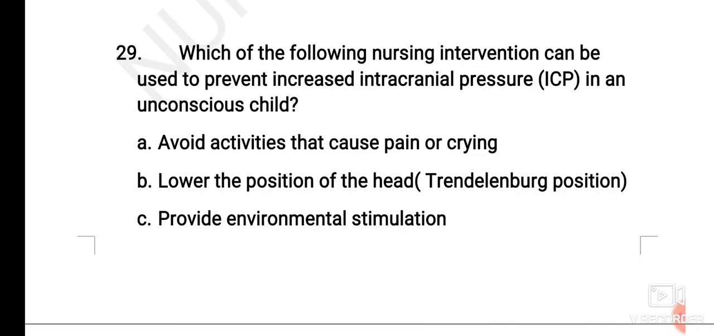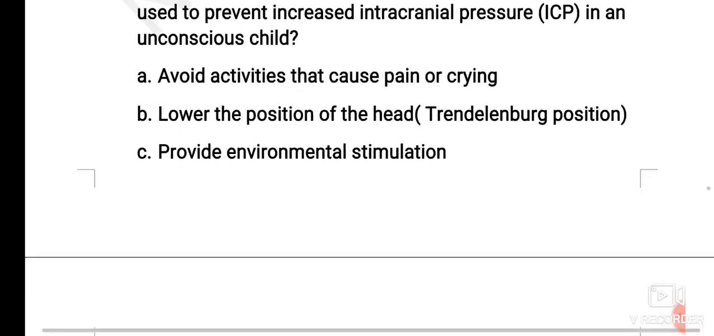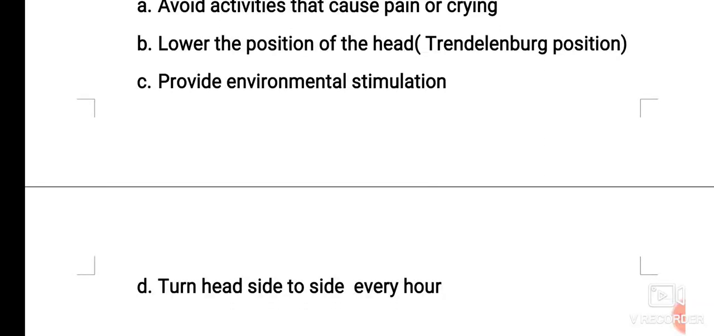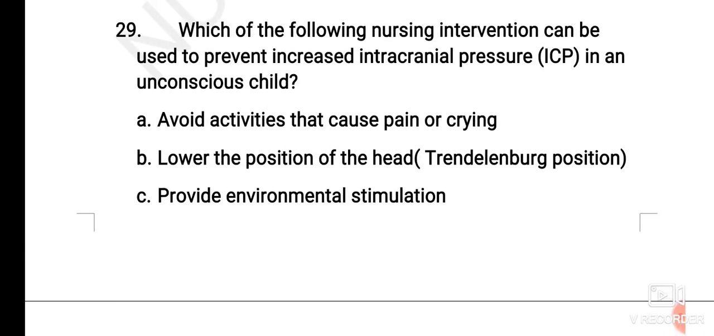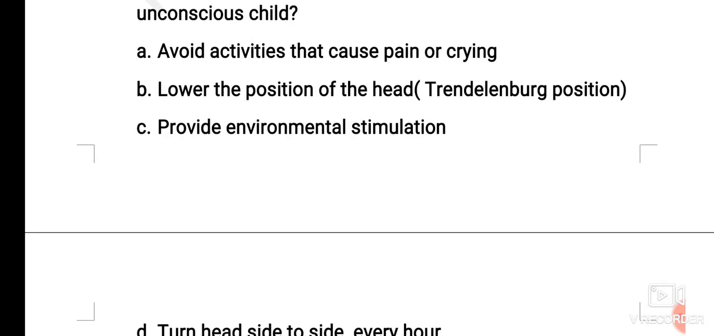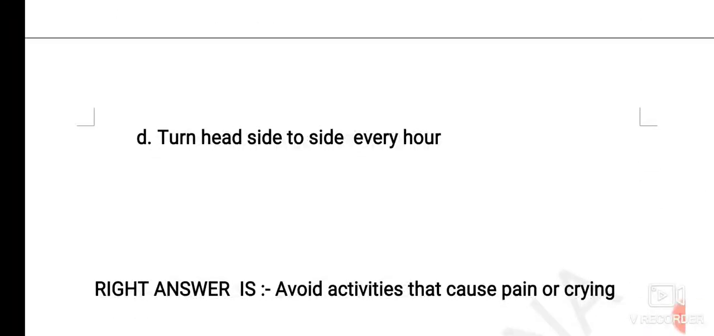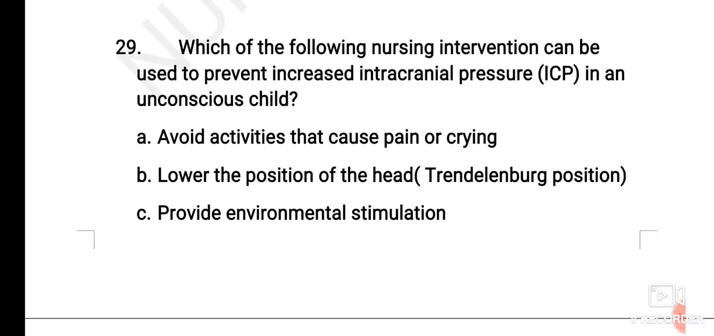The next question. Which one of the following nursing interventions can be used to prevent increased intracranial pressure (ICP) in an unconscious child? Avoid activities that cause pain or crying. Lower the position of the head, Trendelenburg position. Provide environmental stimulation, or turn head side to side every hour. So, the correct answer is avoid activities that cause pain or crying, because that also leads to increased ICP.